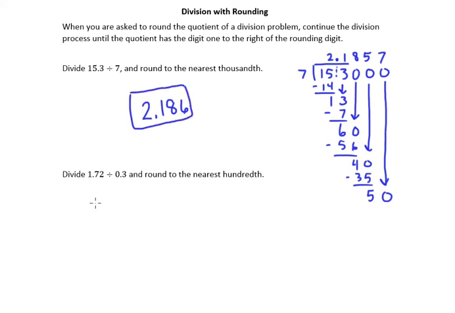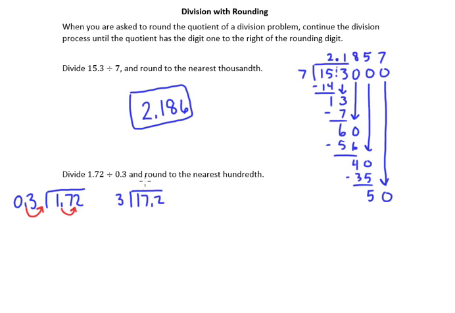For this next one, we're asked to round to the nearest hundredth. So we have 1.72 divided by 0.3. But remember, when we're dividing by a decimal, we need to move the decimal point over so that it's a whole number. So that's just one place here. So I need to match it with one place in my dividend. So what we're really doing is we're taking 17.2 divided by 3.